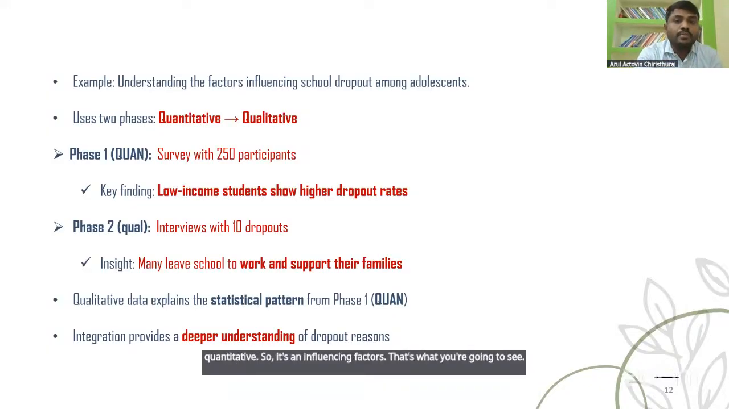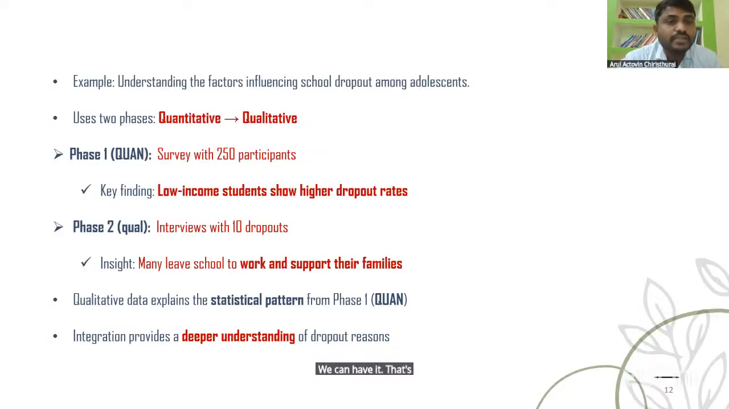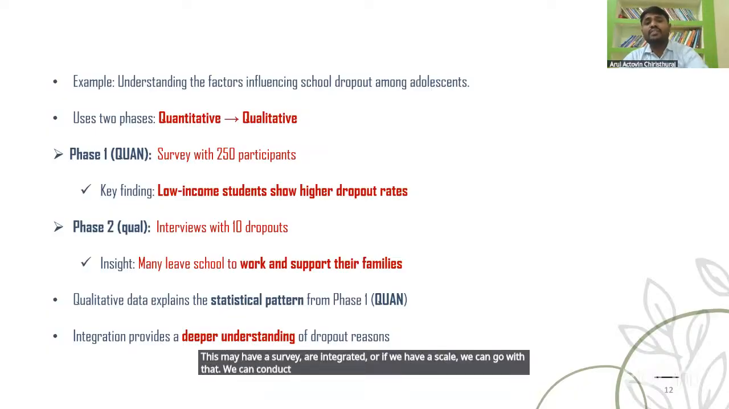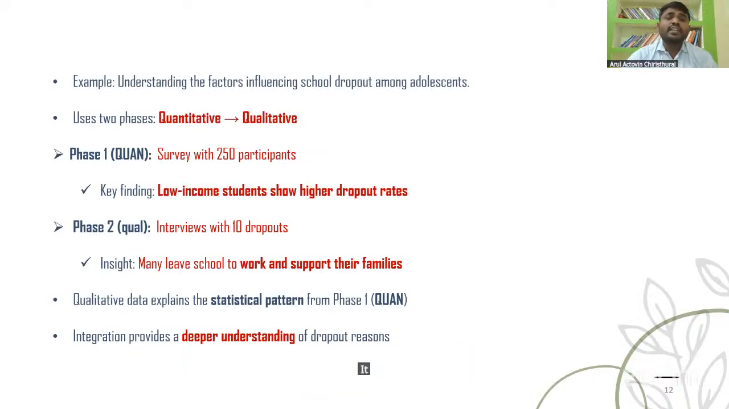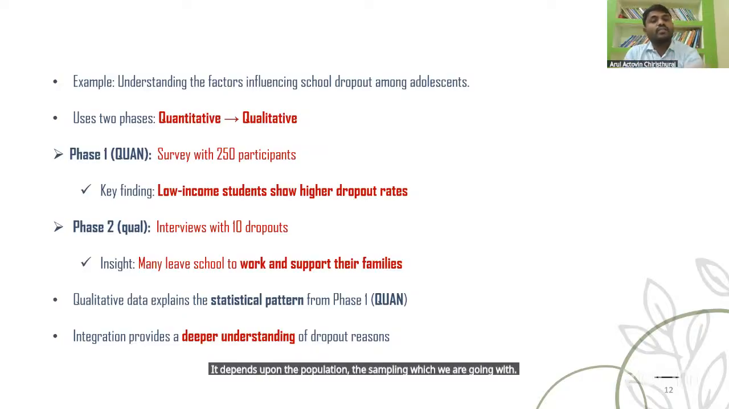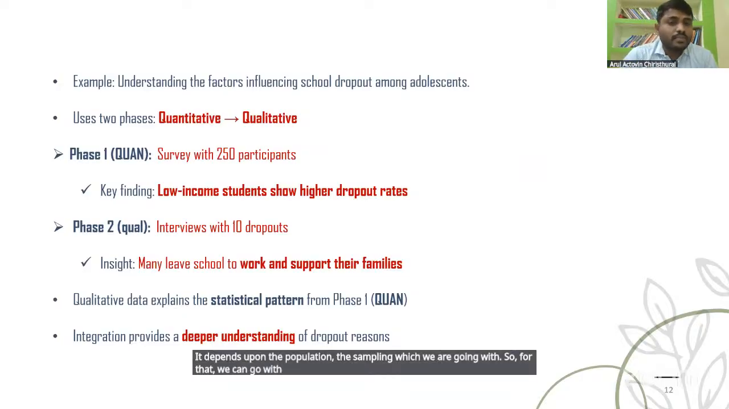So first we'll start with what the influencing factors are. We have different scales that we can use. That's with quantitative. We may have a survey or interview schedule, or if we have a scale, we can go with that. I'll just give an example. It can be 250, 350 or 1,000. It depends upon the population and the sampling which we are going with. So for that, we can go with a survey of 250 participants.